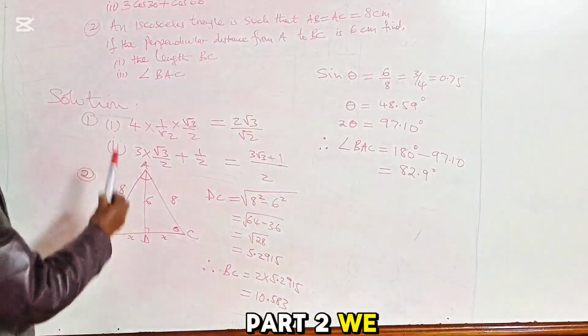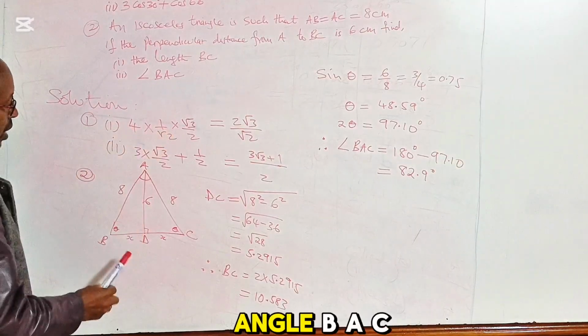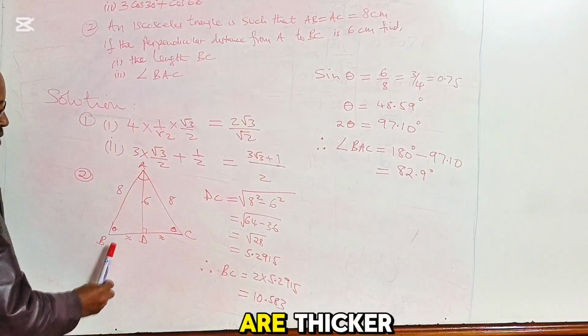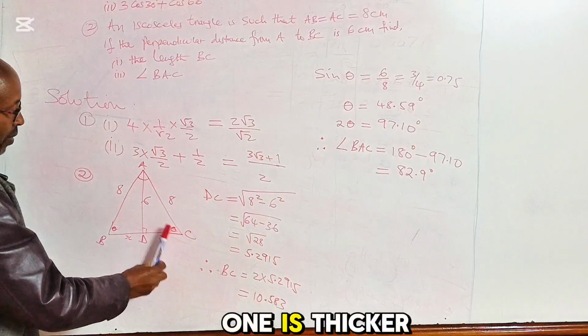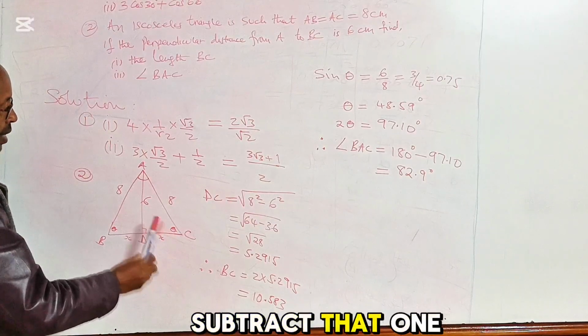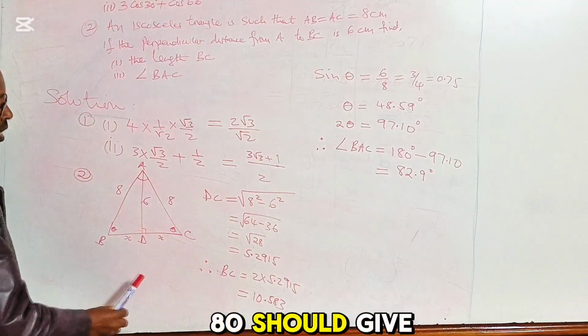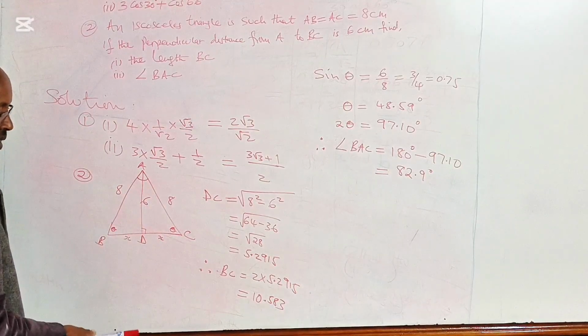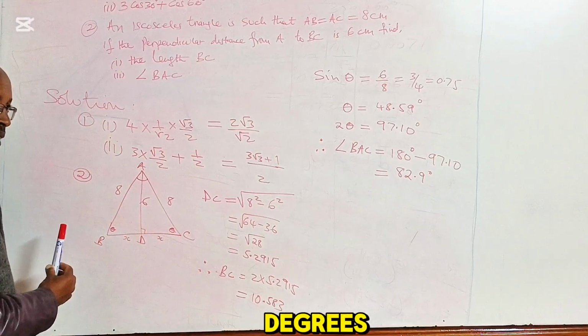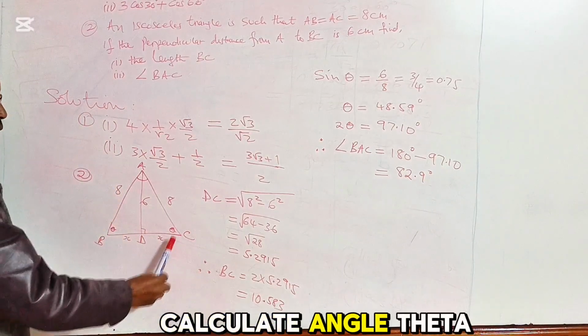10.583. Part 2 has us find the angle BAC. Angle BAC, this angle. The base angles are theta and the other one is theta. So theta plus theta, if you subtract that from 180, should give us angle BAC because the sum of angles of a triangle is 180 degrees. So the first step is to calculate angle theta.